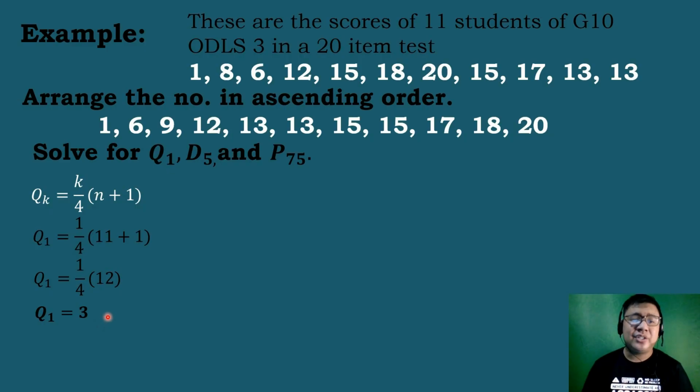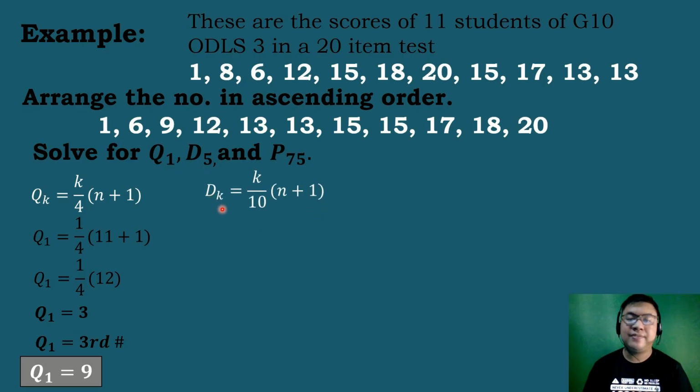Since the answer for the position of quartile 1 is already a whole number, then we are looking for the third number. So we will count 3 numbers starting from 1. So this will be the first number, the second number, and the third number. Therefore, the value of Q sub 1 is equal to 9. If we will try to interpret this, 25% of the students has a score of less than or equal to 9. And then, let's try to solve for the value of decile 5 using this formula.